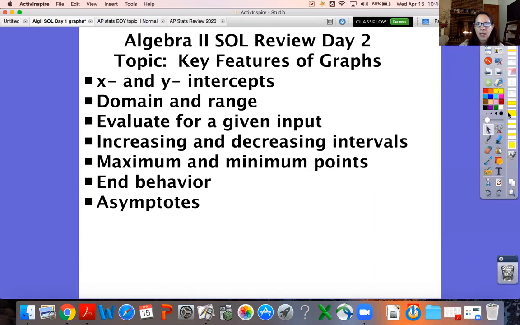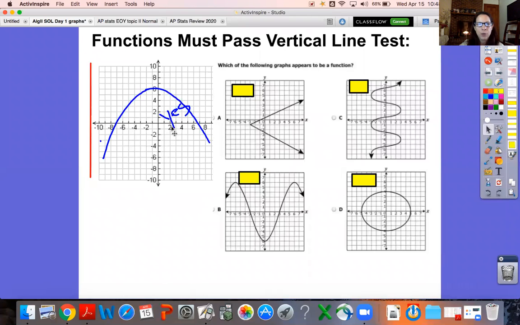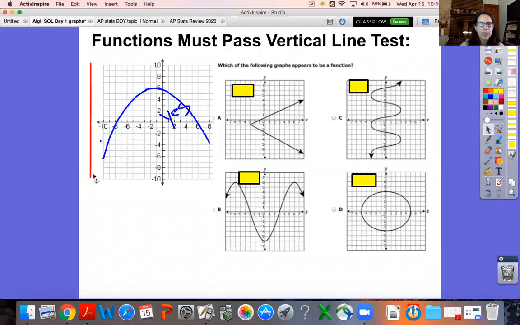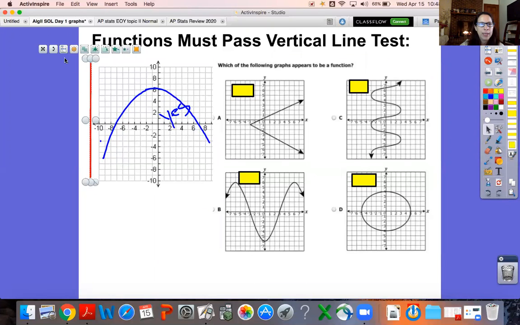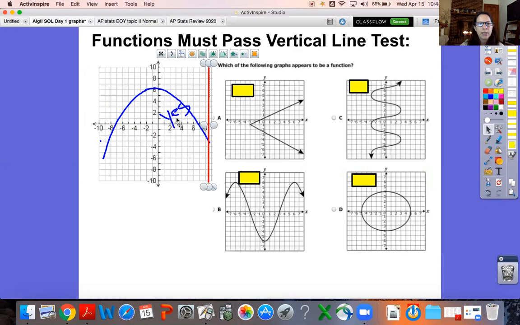Okay. So let's start with the easy stuff, the x and y intercepts. You've seen these before. Oh, no, let's start with functions. It has to pass the vertical line test. So this one does. Let me get my handy dandy vertical line. The red bar is my vertical line, and as I slide across the graph, it never touches more than one point at any given time. So yes, this one is a function.